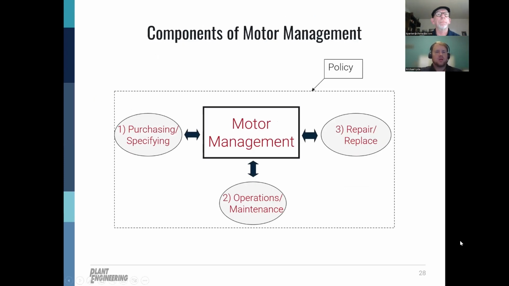So what are the components, I guess, of a motor management system? We have three: purchasing, O&M, operations and maintenance, and then lastly, making that final decision of repair versus replace for each motor or specific application.